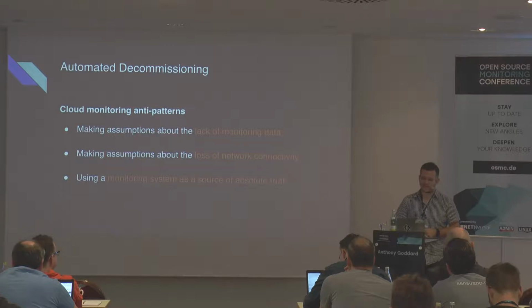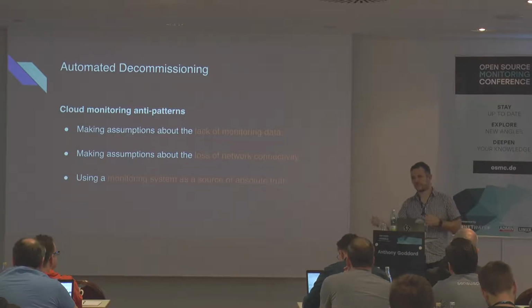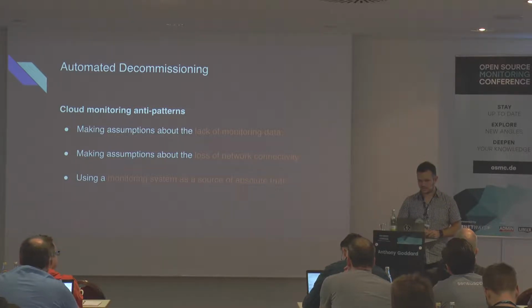Another is making assumptions about the lack of network connectivity. So you might say, well, that server says it's offline, but the network over there is offline, so the server's probably offline because the network is offline. And also using monitoring as an absolute source of truth. Monitoring, we feel, should always accurately reflect the source of truth, but should never actually be the source of truth.